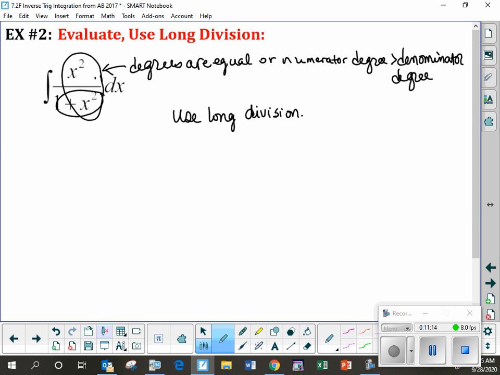Okay, so let's use long division. Get rid of all my markings there. So I'm going to have x squared inside, x squared plus 1. I would prefer it mixed that way, so I'm going to rearrange that.